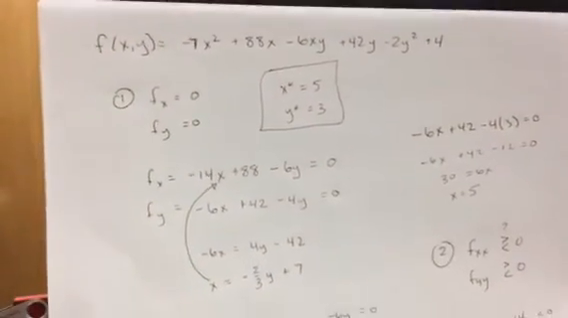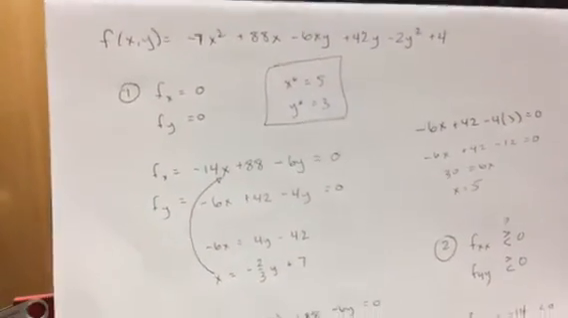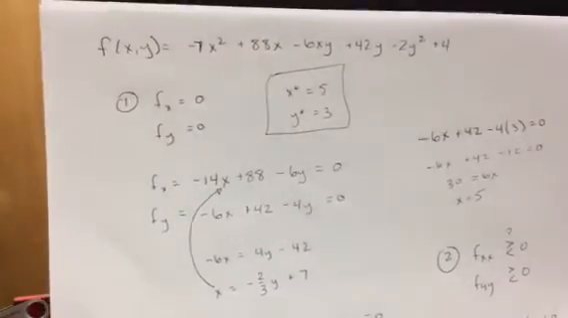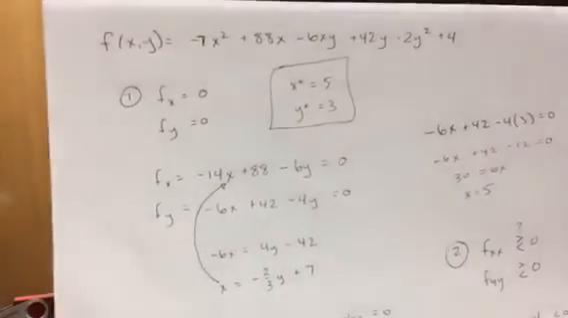All right, so we're going to revisit this example we just finished. Our f of xy, our multivariate function, is negative 7x squared plus 88x minus 6xy plus 42y minus 2y squared plus 4.